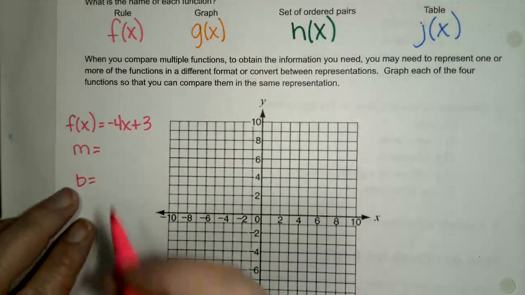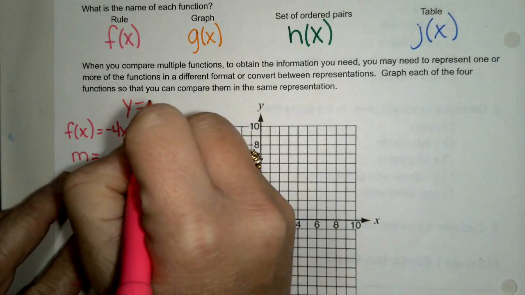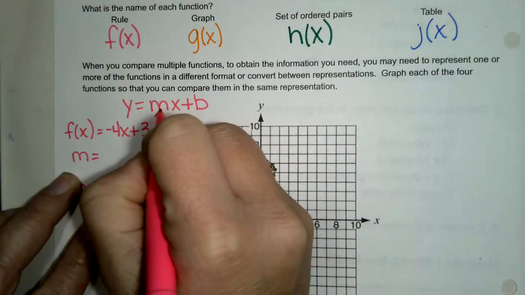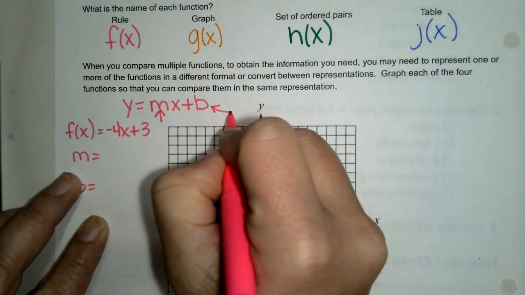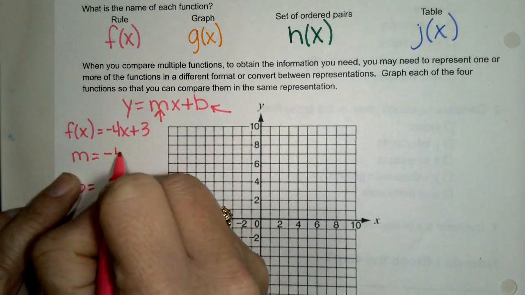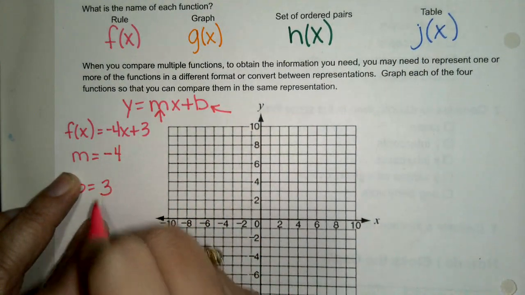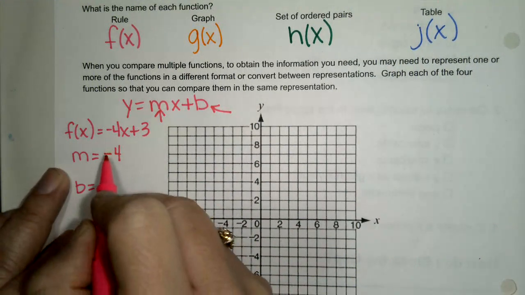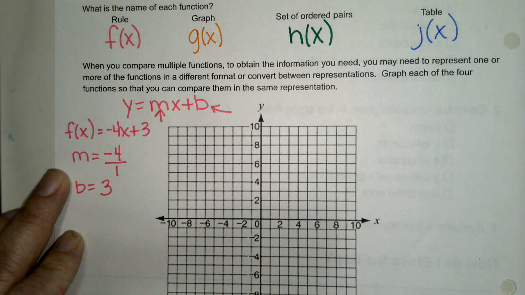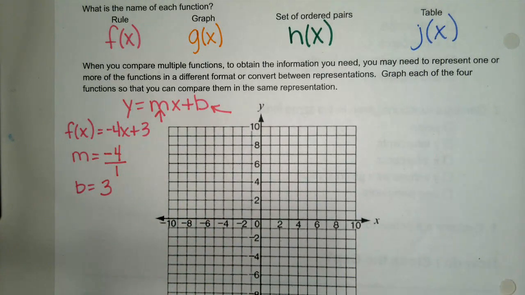Now, if I look at this f of x, remember y equals mx plus b, the slope-intercept form, where m is my slope and b is my y-intercept. Looking at this function, my m is negative 4 and my b is that positive 3. Now, I can always make the slope a fraction by putting it over 1. When you do negative 4 divided by 1, it's still going to be negative 4.